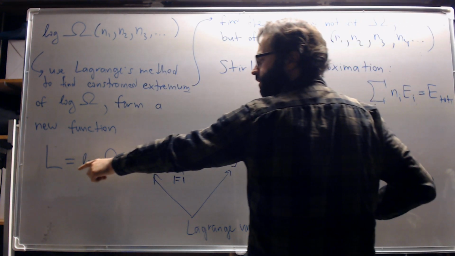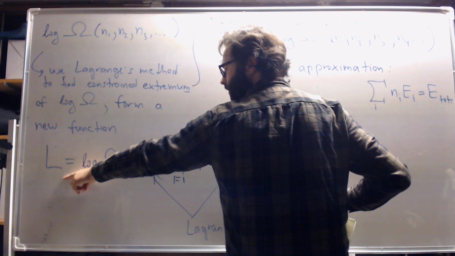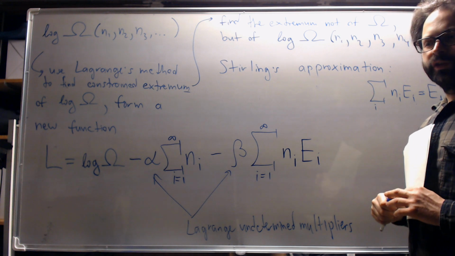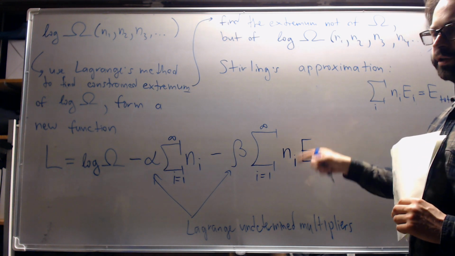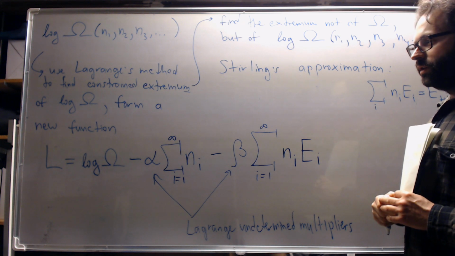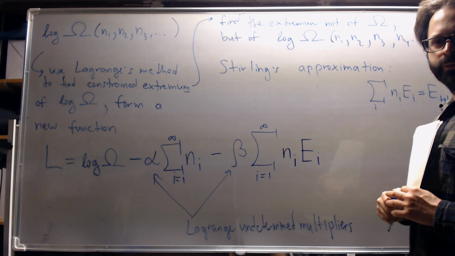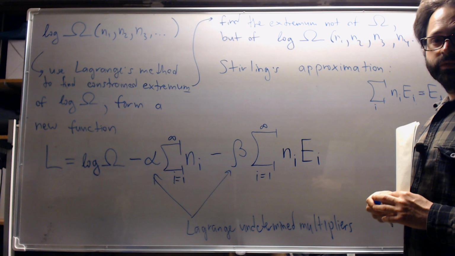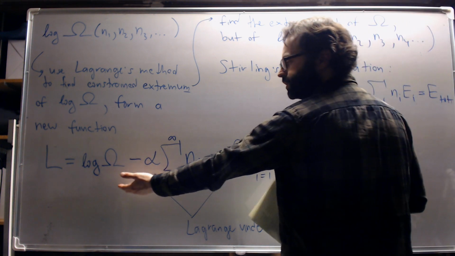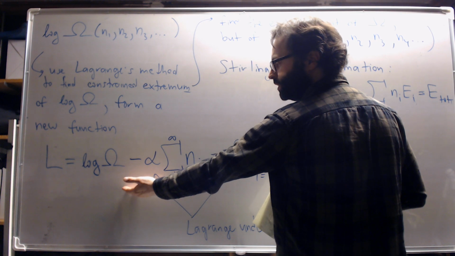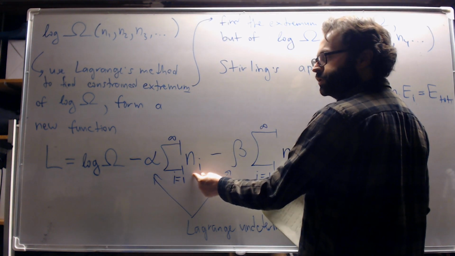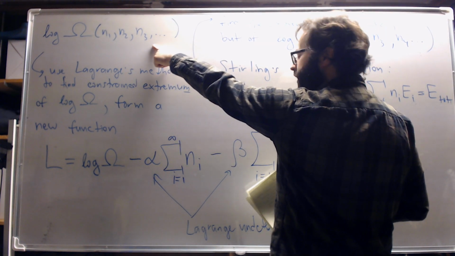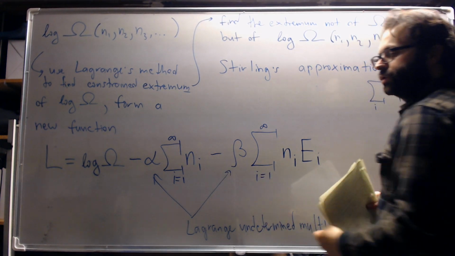What does it mean to find the unconstrained maximum of this function L? Well, just like we just talked about a second ago, to find the unconstrained maximum of a function of multiple variables, the variables are n1, n2, n3, n4, n5, and so on, is to find all of its derivatives with respect to every possible variable, all the ni's, and set them equal to 0. And if you do that for this new modified function, you will then obtain the set of numbers n1, n2, n3, n4, and so on that correspond to the constrained maximum of this function log omega subject to these two constraints.